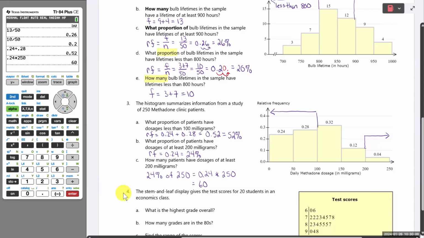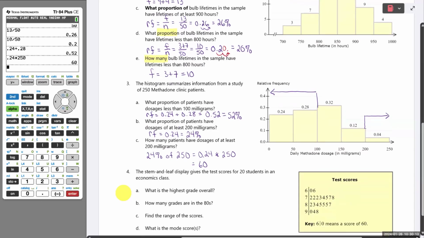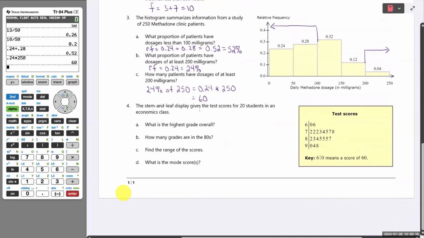Okay, let's end here with one other type of graph. So the stem and leaf display here is looking at test scores, and they tell you how to read it. So the stem, the number on the left side of the vertical bar, is the tens column because it says that the 6 there is 60, and the ones column is our leaf. And so 6 and the 0 indicates a score of 60.